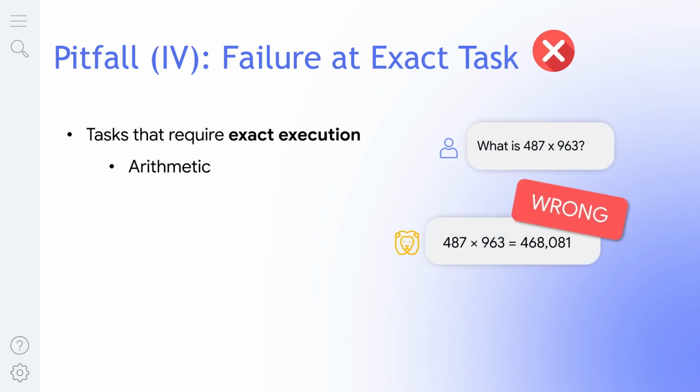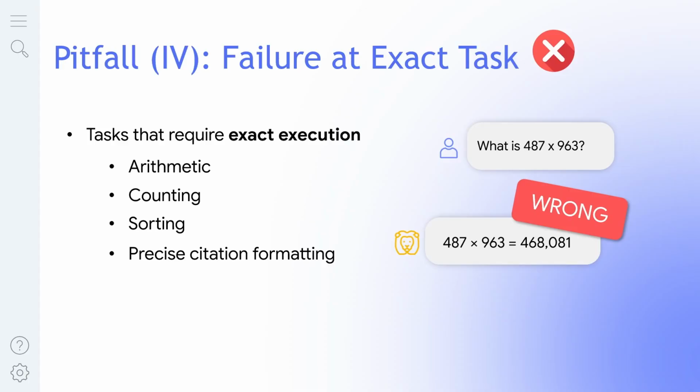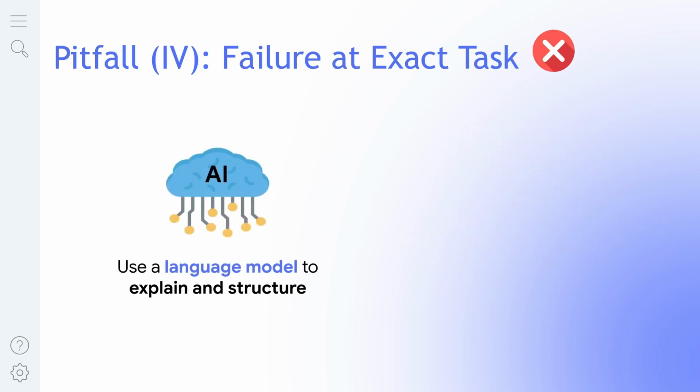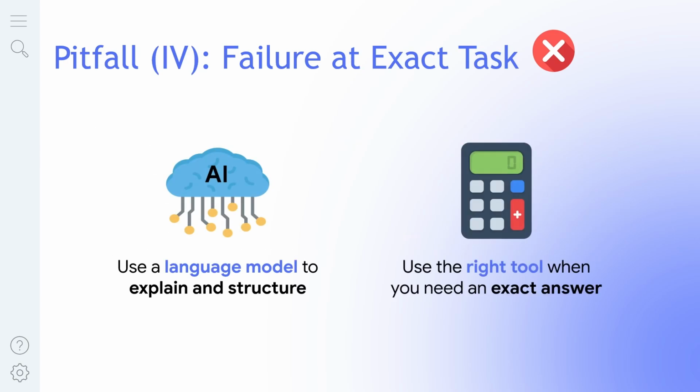Fourth, LLMs can fail at exact tasks: arithmetic, counting, sorting, precise citation formatting, and current facts. These require exact execution, and a model that computes patterns is not the same as a calculator or an official source. Use the language model to explain and structure. Use the right tool when you need an exact answer.